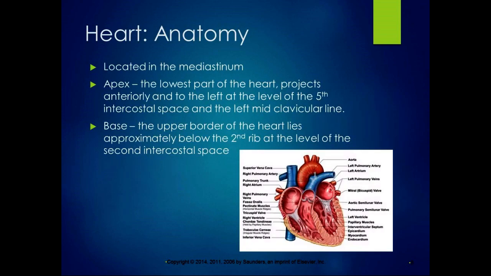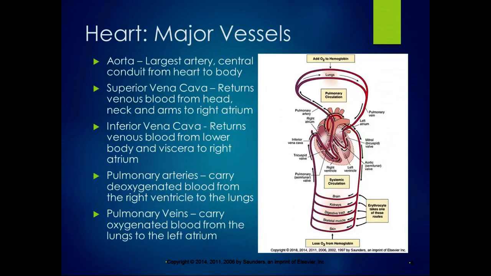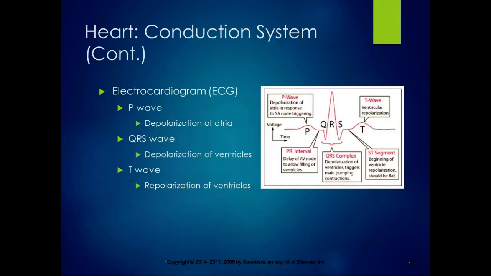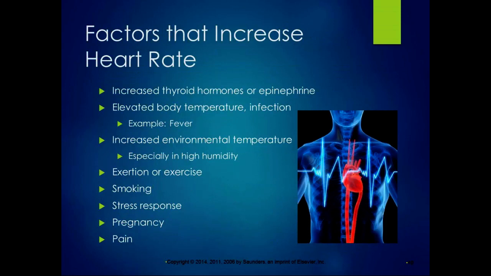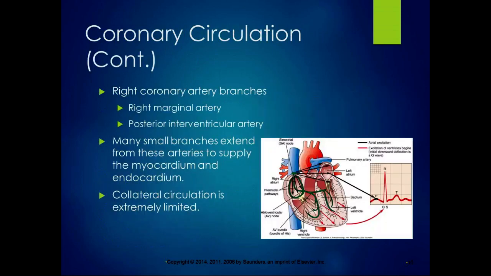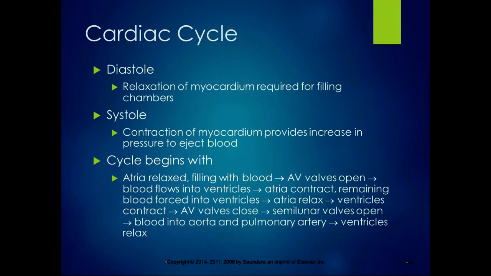All right, so the cardiac cycle refers to the alternating sequence of diastole, which is the relaxation part of cardiac activity, and systole, which is cardiac contraction. In diastole, the myocardium relaxes so the chambers can fill. In systole, the myocardium contracts to provide the increase in pressure to eject the blood.